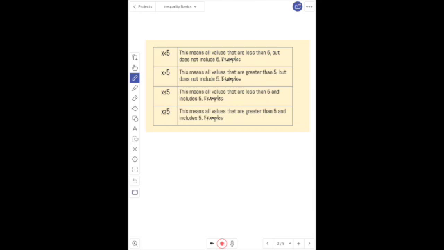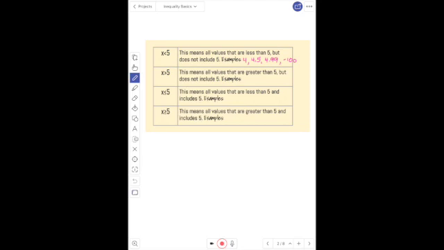An example of that would be 4, could be 4.5, could be 4.99. I mean, 4.99 is still less than 5, but it's not going to equal 5. It could be negative 100. Anything that's less than 5 is in the solution range.